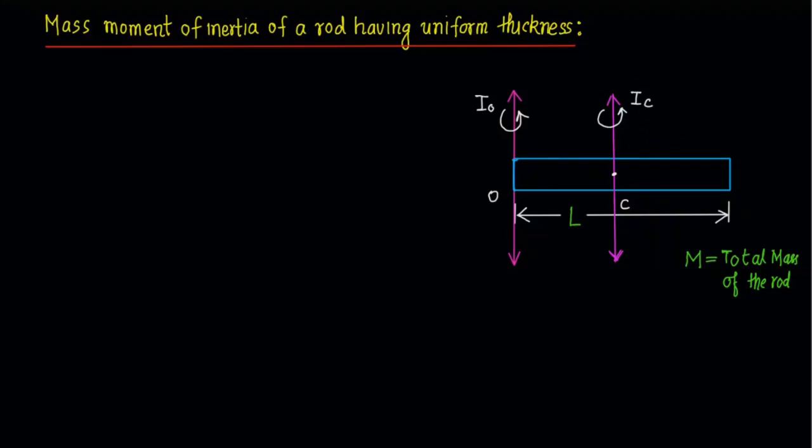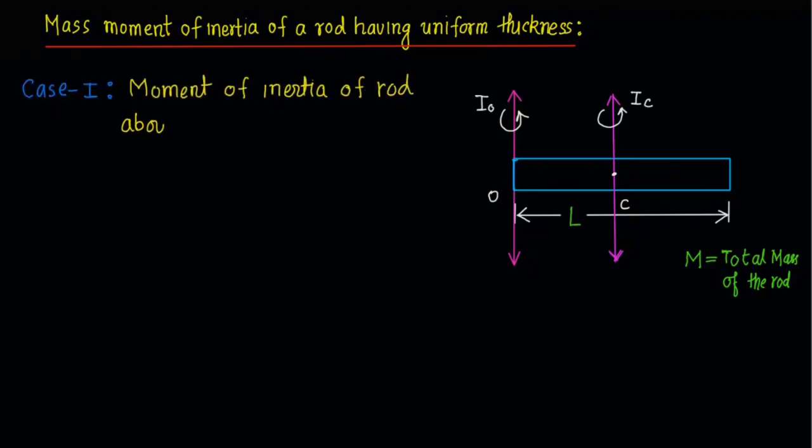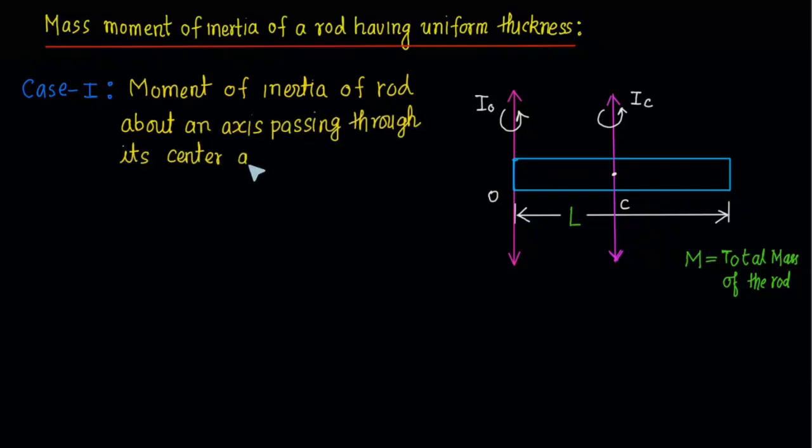First I'll take case 1. I would like to find the moment of inertia of this particular rod about an axis passing through its center. So case 1 is the moment of inertia of the rod about an axis passing through its center and perpendicular to its length. For that I'll be considering a small portion of the rod. Let's say this is a small portion of the rod.